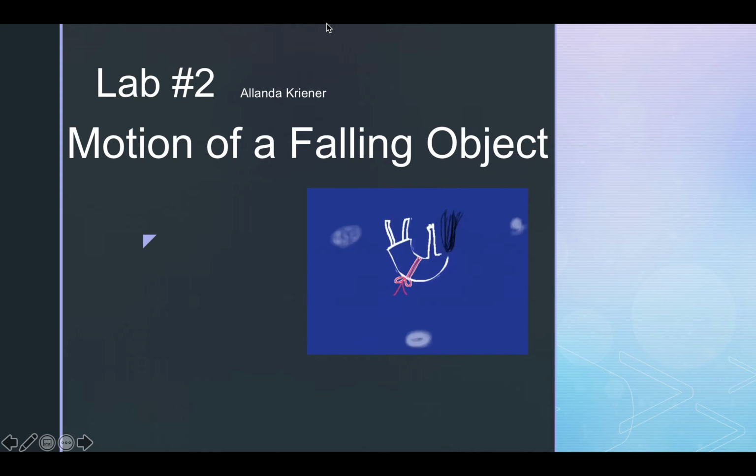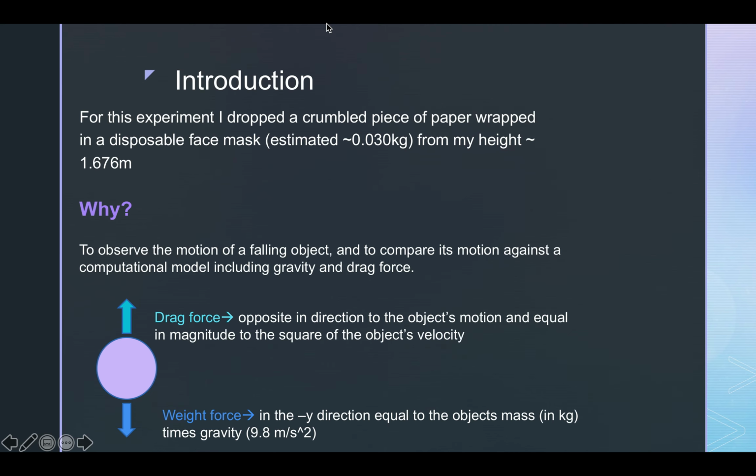My name is Alanda Kriener, and today we're going to be going over lab number 2 regarding the motion of a falling object. In this lab, the falling motion of a crumpled piece of paper wrapped in a disposable face mask is measured in terms of position on the y-axis in time in seconds.